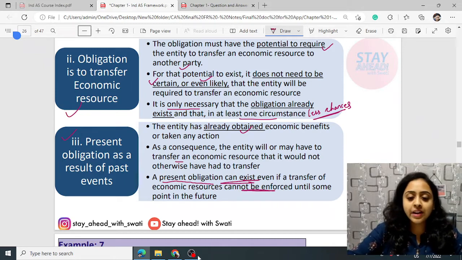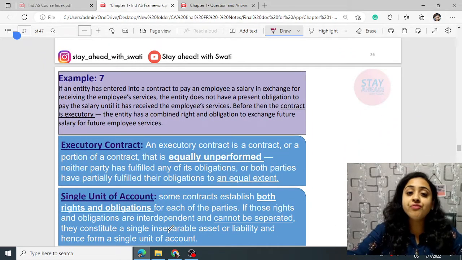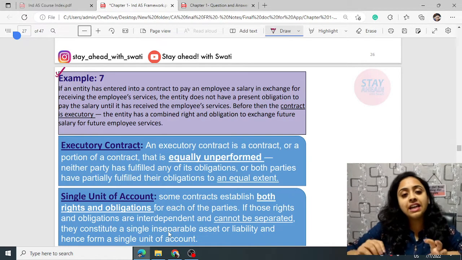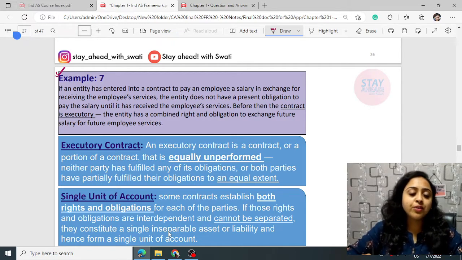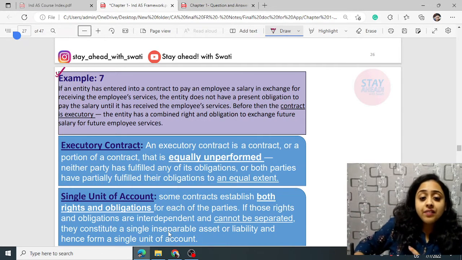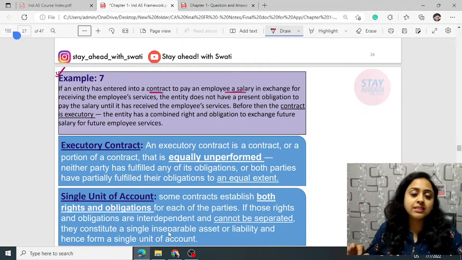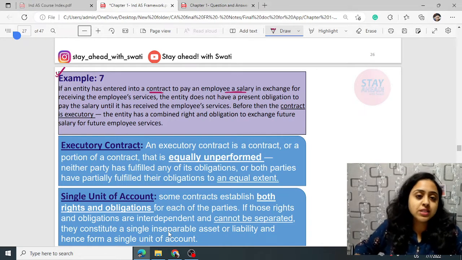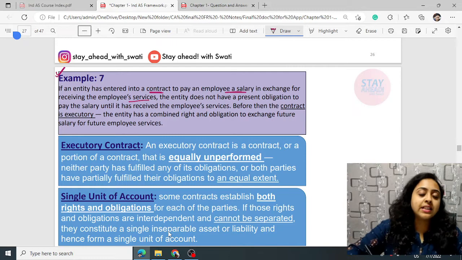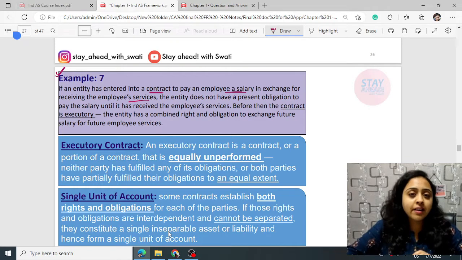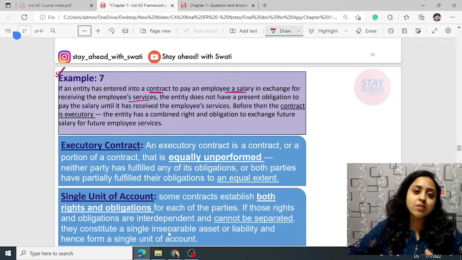Now let's move ahead with example number 7 of the ICI module. In further chapters, we'll take the ICI module itself, so you do not have to search for the pages where it is written. See, if an entity has entered into a contract to pay an employee a salary, you have contracted to pay a salary in exchange for receiving the employee's services. There is an employee working for you, giving her services, for which he or she has been hired, and against which you are making a payment in the form of salary. Simple.